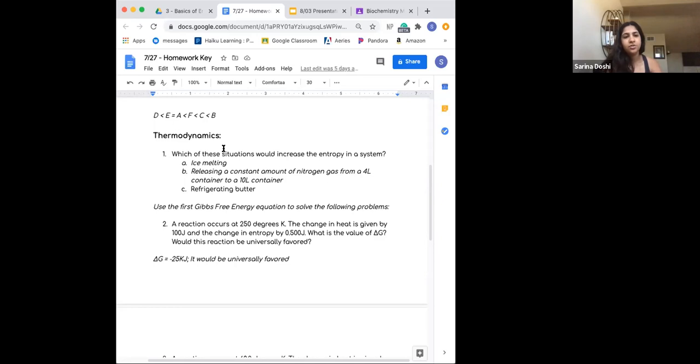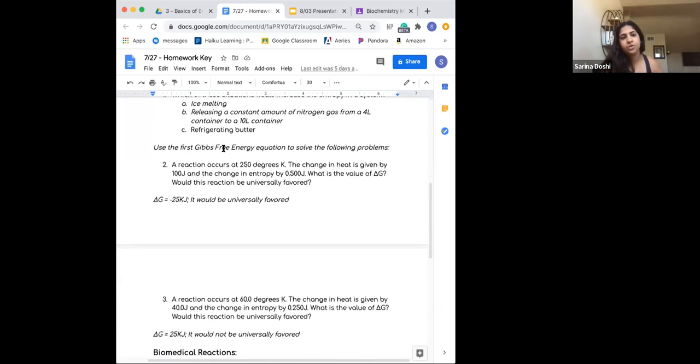So then we have use the Gibbs free energy equation to solve the following problems. So problem 2 gives a reaction at 250 degrees Kelvin, where the change in heat is 100 joules and the change in entropy is 0.5 joules.